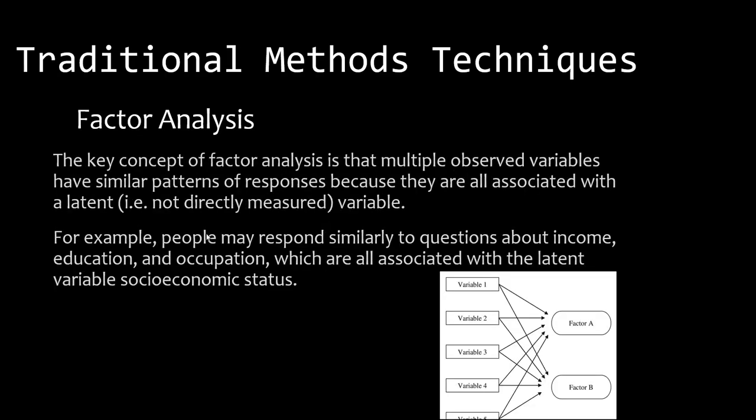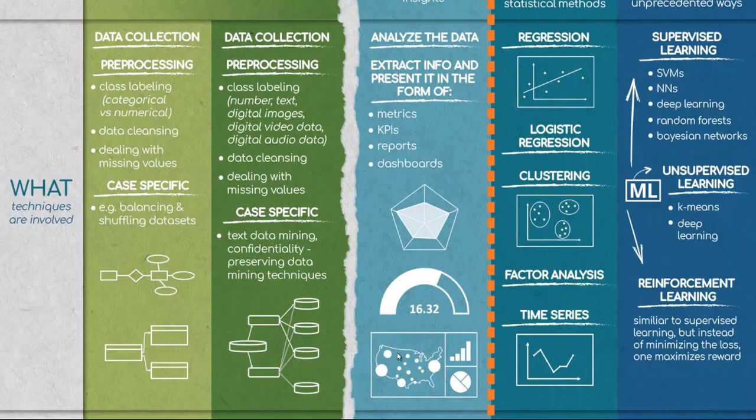So in this case, the key concept of factor analysis is that multiple observed variables have similar patterns. For example, people might respond similarly to questions about income, education, and occupation, which are all associated with the latent variable socioeconomic status. So the factors are factor A, factor B, and these come about from income, education, and occupation, but the variables could be their socioeconomic status and how they reflect on that. Pretty deep stuff there, okay?